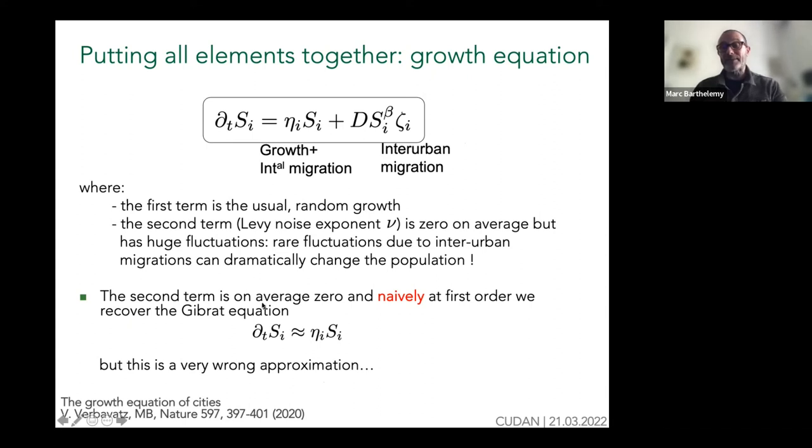And it would be even tempting to say, well, let's forget about this term. It's only the growth term that is important. And on average, it gives you this kind of Gibrat model. And in fact, this is maybe why historically we applied the Gibrat model and it was not working so badly, etc. Because the second term is zero on average. The interesting thing is that it's only about fluctuations, and fluctuations that can be super large.